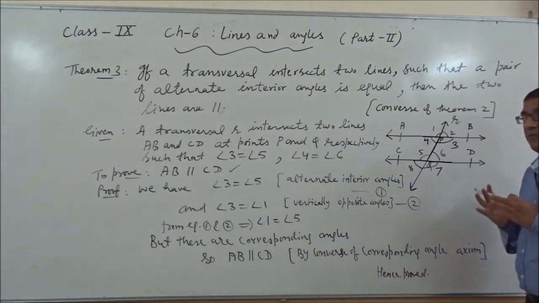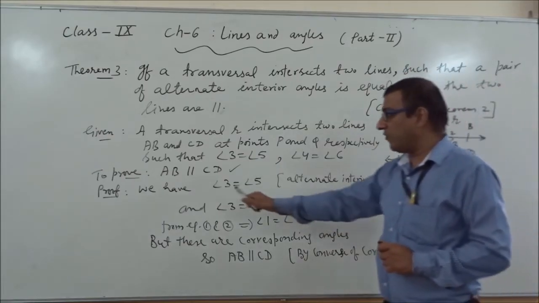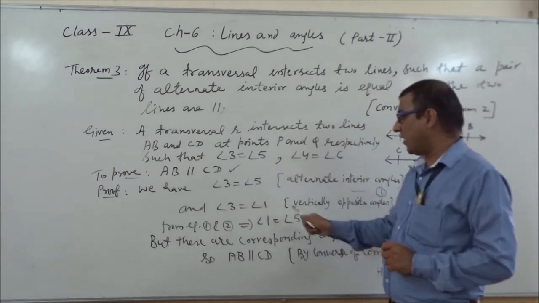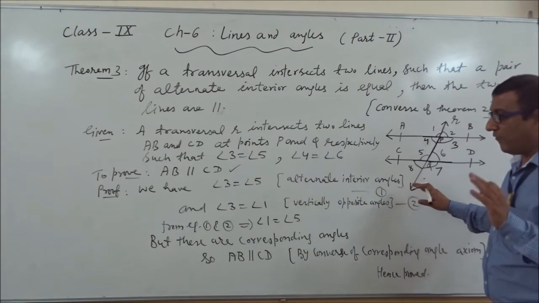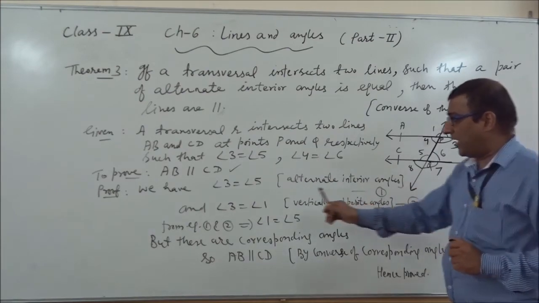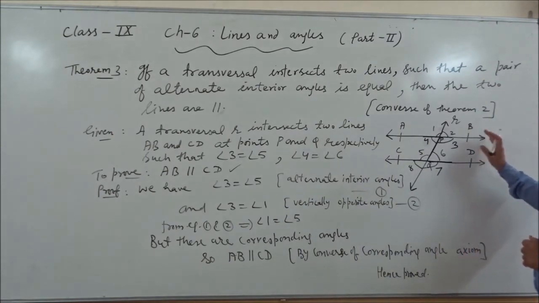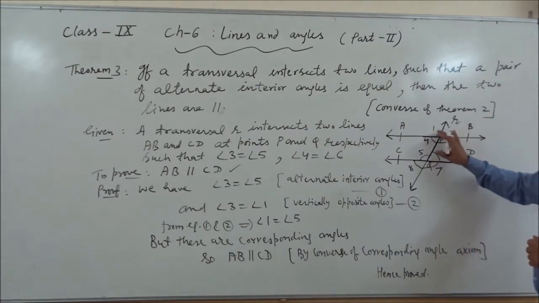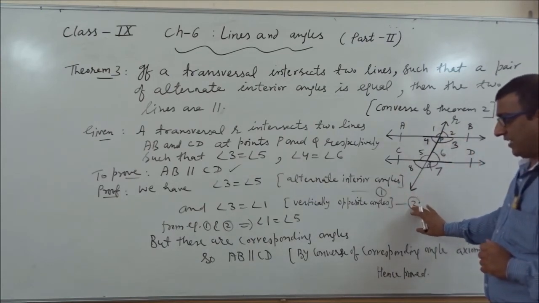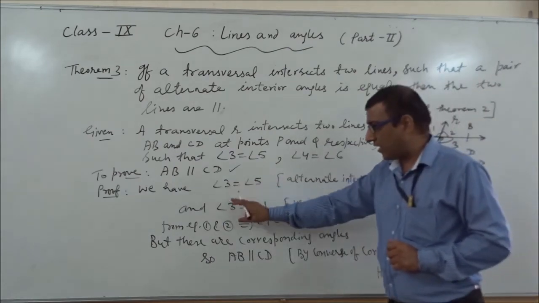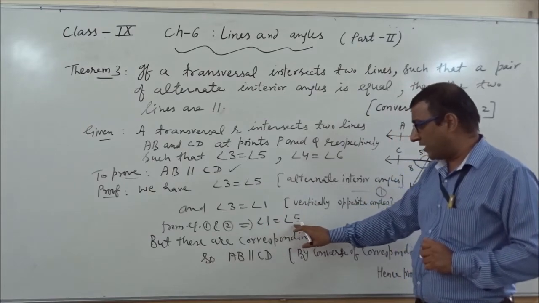So how can we give the proof of this theorem number 3? How can we start? First we will write that we have angle 3 equals angle 5, that is the alternate interior angle, as given to us. But there is one more pair of angles, angle 3 and angle 1. If you see, angle 3 and angle 1 are vertically opposite angles. So if we take the help of equations 1 and 2, their left hand sides are equal, so their right hand sides are also equal. That's why we can say angle 1 is equal to angle 5.